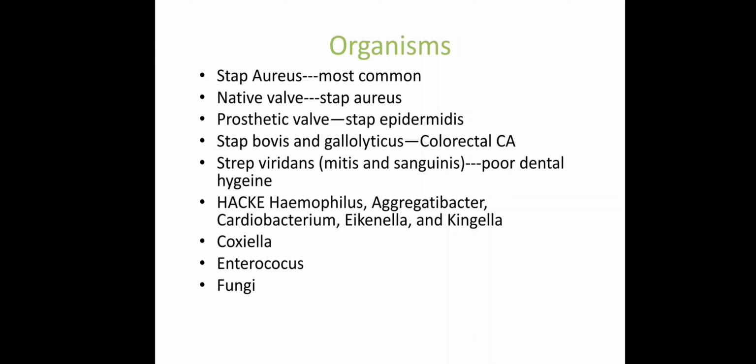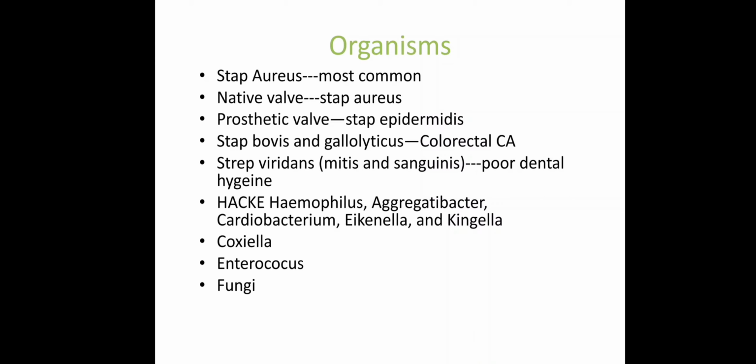Then there's a link of certain organisms, like in colorectal carcinoma. If someone has that and gets infective endocarditis, mostly it's Streptococcus bovis or gallolyticus that's involved. Then poor dental hygiene. If someone has poor dental hygiene and gets infective endocarditis, it's the viridans streptococci, mitis and sanguinis, which are most commonly related to poor dental hygiene.